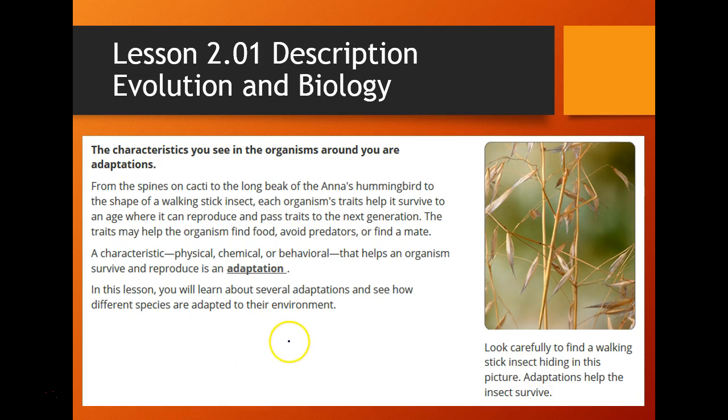The characteristics you see in the organisms around you are called adaptations. I'm sure all of you guys have heard of adaptations, and we're going to go through a couple of examples of this. So we're going to go over adaptations seen in cacti, hummingbirds, even the walking stick, which you see right here.